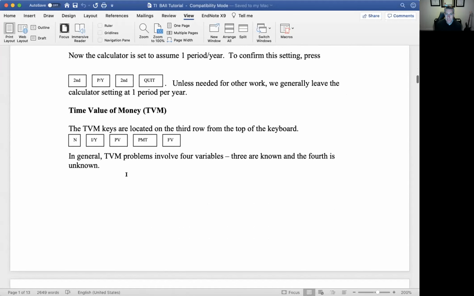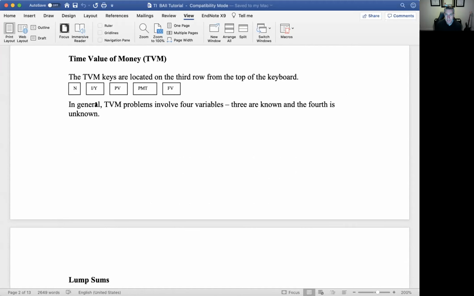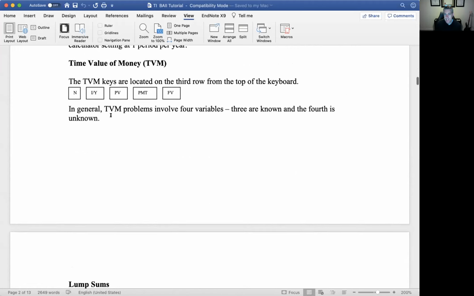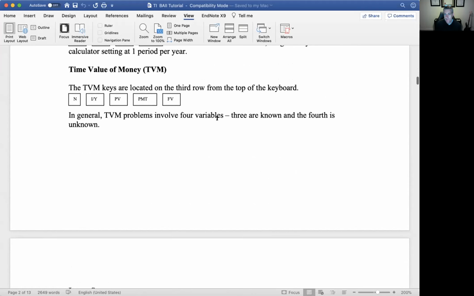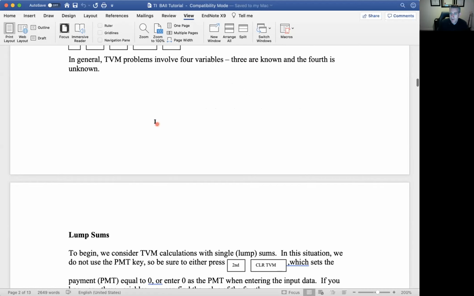We've talked about those things. Now let's talk a little bit more about the time value of money keys. The TVM, time value of money, keys are located on the third row, and you can see those. In general, time value of money problems will involve 4 variables. N stands for number of periods. I over Y stands for the interest rate. PV stands for present value. PMT stands for payment, and FV stands for future value. Usually in the problem, you'll know 3 of these, and you're going to need to solve for the 4th one. The 4th one's unknown.